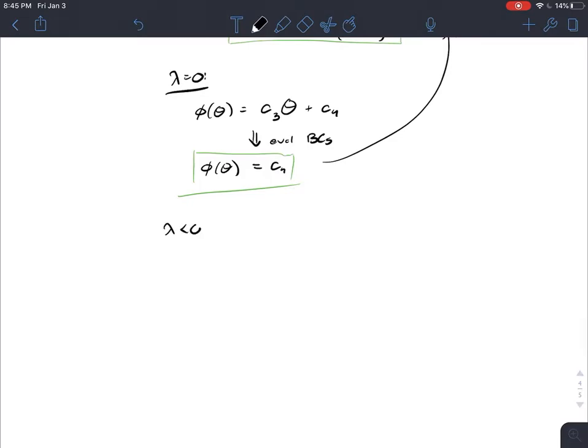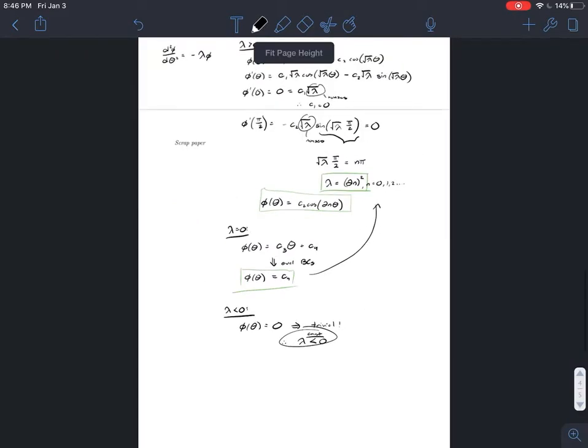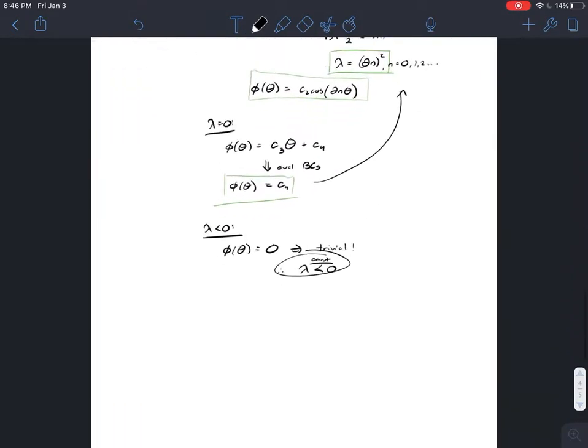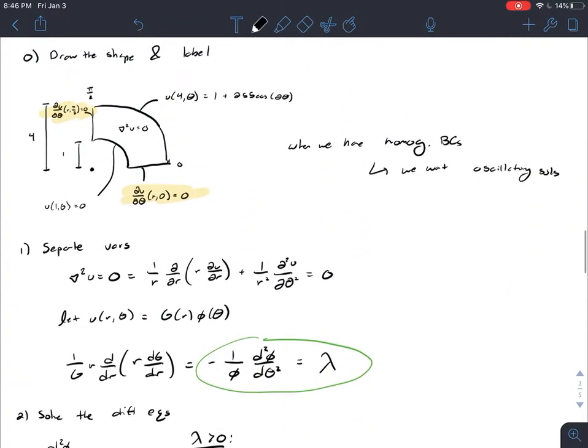Now, if we do the lambda less than 0 case, which I'm not going to write out explicitly, we find that there's a contradiction. When lambda is less than 0, we find that phi of theta is equal to 0, and that's trivial. And therefore, lambda cannot be less than 0. So we don't have to worry about the lambda less than 0 case.